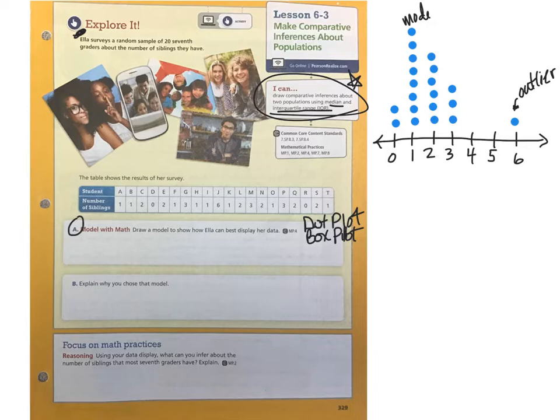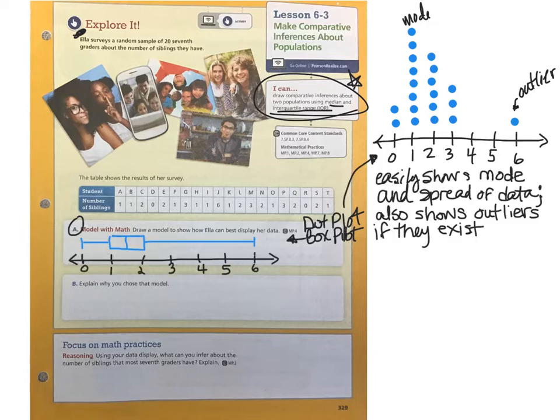Now I want you to try to create the box plot. Remember that the box plot shows us the median in the data set, the first quartile, and the third quartile. Try that and come back and check your answer. The box plot is a good visual representation, so we can quickly see that the number of siblings are concentrated between 1 and 2, and that the range of siblings goes from 0 to 6.